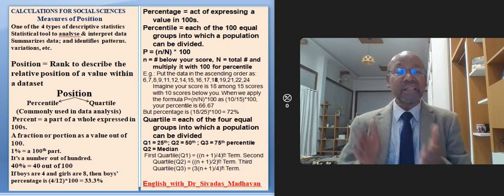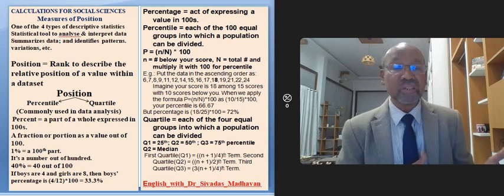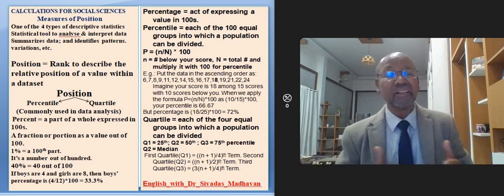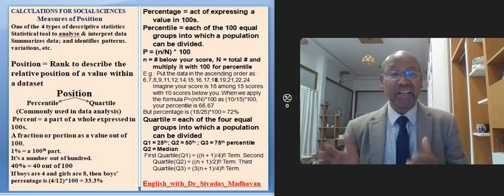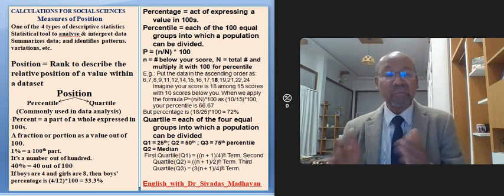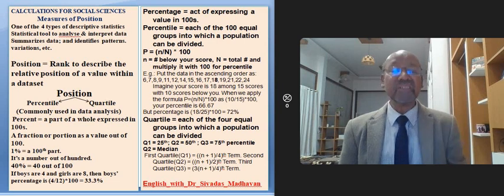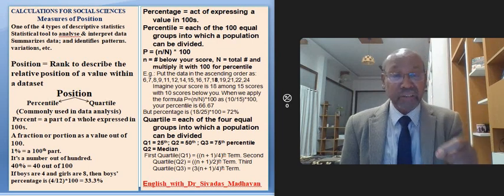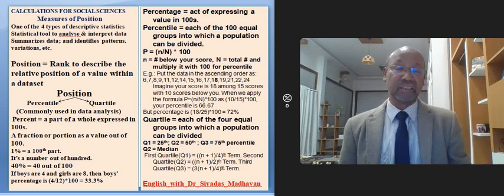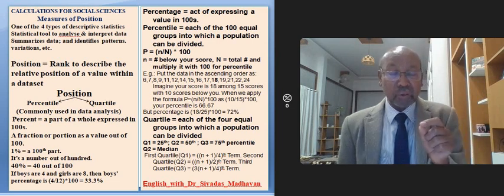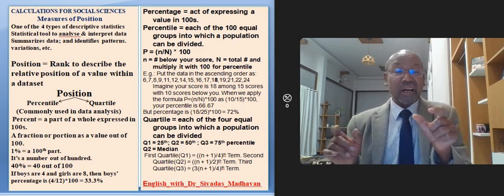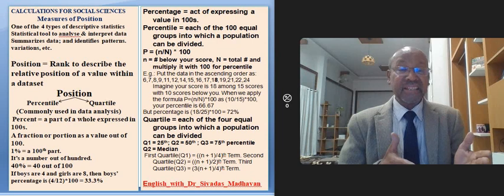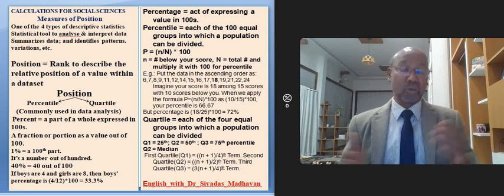So a population can be divided into 100 equal groups. And these groups we can call percent, the position, the rank of this population. If there are 100 equal groups, that we call percentile. And to calculate percentile, there is a formula. P equals lowercase n divided by uppercase N times 100. So lowercase n means the number below your score, and uppercase N means the total number of scores.